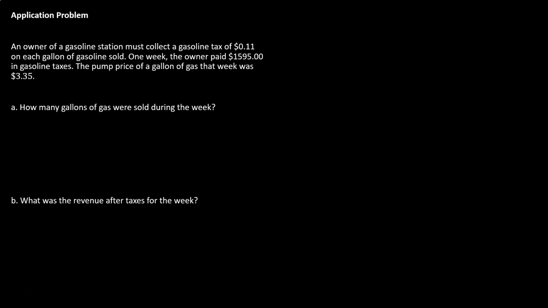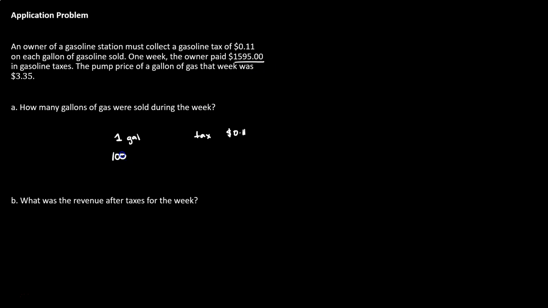The pump price of a gallon of gas that week was $3.35. Now the price per gallon is not changing the taxes here. 1 gallon is 11 cents flat rate. The reason why they tell us the price per gallon is for part 2. So part A says how many gallons of gas were sold during the week. Let's break this down to a smaller problem. If they had sold 1 gallon, their tax bill would be 11 cents. Their tax bill was much bigger than 11 cents, so they must have sold more than 1 gallon.